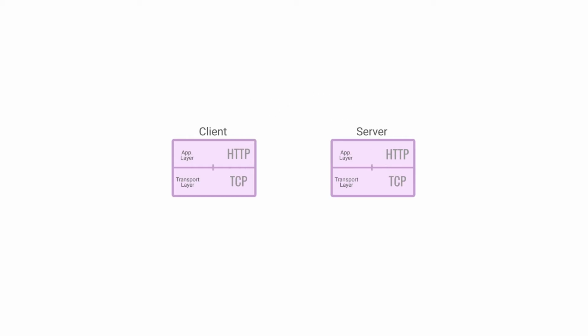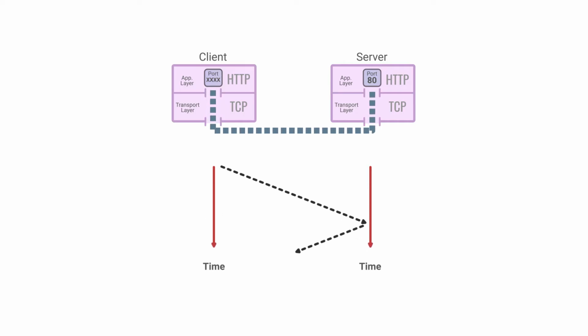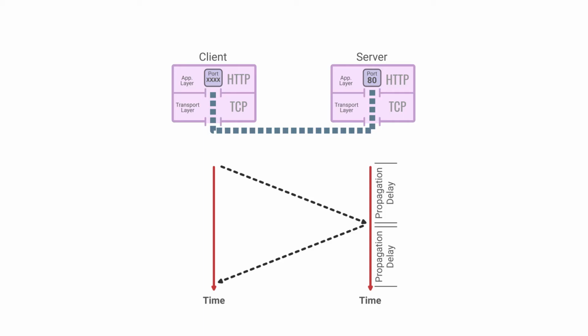To set up the connection, there is an initial handshake TCP connection that establishes the socket connection on port 80 of the server machine and a unique port on the client machine. The total time to send the initial connection request and receive a confirmation response from the server is roughly equal to 2 times the propagation delay of the physical circuit. This is otherwise known as the round-trip time, or RTT.